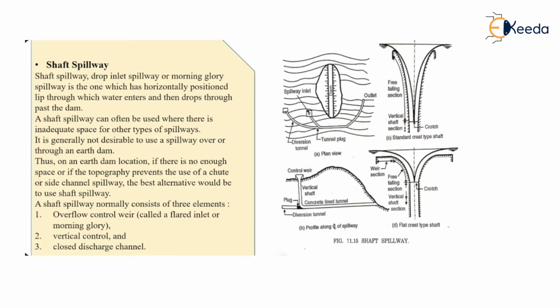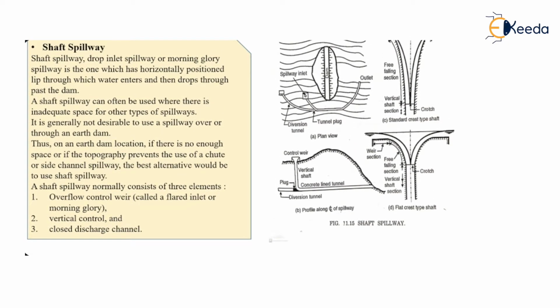Then the second element will be the vertical shaft, and the third one is the closed discharge channel. The closed discharge channel is nothing but this closed tunnel. Once the water is taken through it, it will pass over it, and again it will discharge the water on the downstream section. In that manner, by using these elements, the shaft spillway fulfills its purpose.